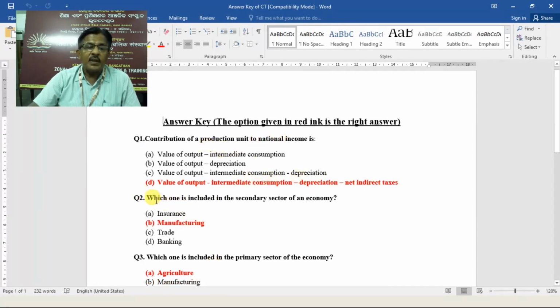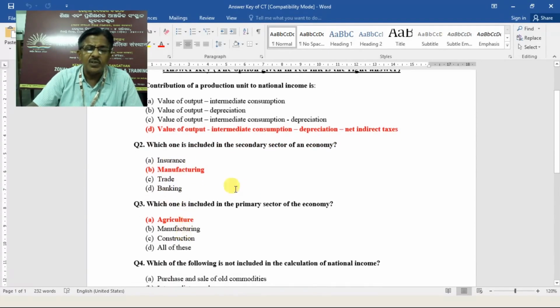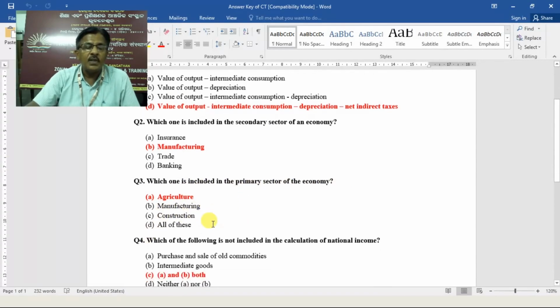Which one is included in the secondary sector of an economy? The correct answer is manufacturing, that is the secondary sector. Insurance is a service, trade is a service, banking is a service, so they are part of the tertiary sector. Which one is included in the primary sector? Agriculture, whereas manufacturing and construction are part of the secondary sector.